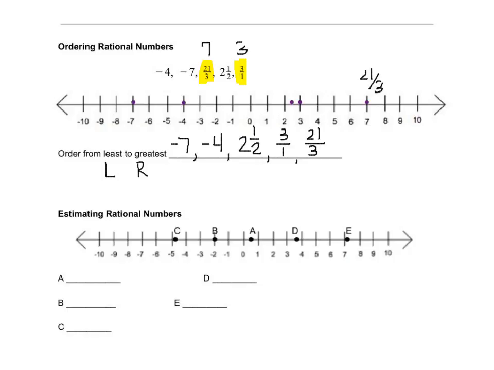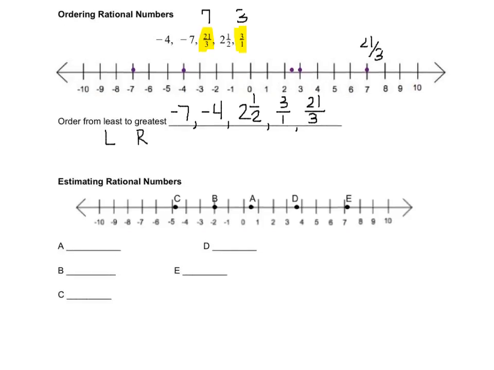It is completely up to you if you want to write those values above it on the number line, but you do have to make sure that when you're listing, whether the question says from least to greatest or greatest to least, that you do go back to the original value. All right, so let's look at estimating of rational numbers.